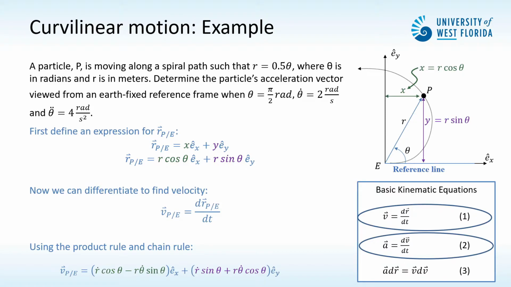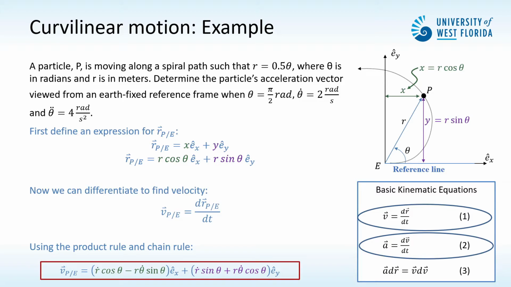Using the product rule and the chain rule, we get the velocity of p with respect to e equals r dot cosine theta minus r theta dot sine theta in the ex direction, and r dot sine theta plus r theta dot cosine theta in the ey direction. Don't hesitate to pause the video to make sure you understand how this derivative worked. I'm going to ask you to remember this final equation. I'm going to recreate it in a different way later.